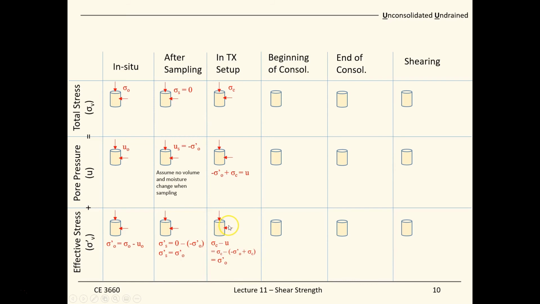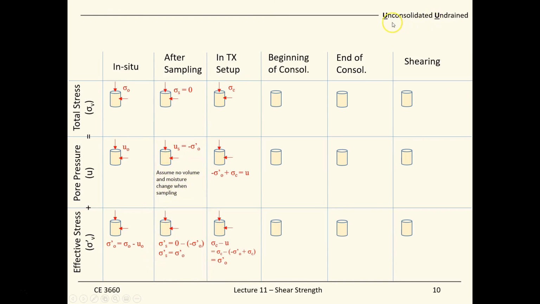And we can calculate the effective stress too. The effective stress in the triaxial setup will be the total stress minus the pore pressure, and the pore pressure equals the negative of the initial stress plus the applied cell pressure. If we do the math, the effective stress state of the soil sample in the triaxial setup goes back to in situ conditions. So with a key assumption, that there's no disturbance.